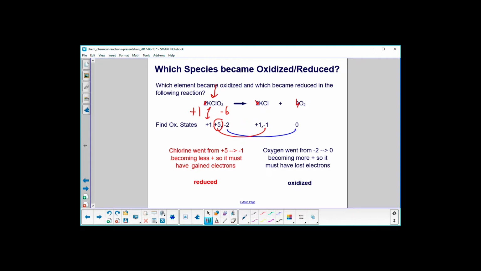We come over to the right-hand side. Potassium is +1, chlorine is -1. Get that off the periodic table. And then we have oxygen. This is just neutral. So oxygen goes from a -2 to 0. So it became more positive, so it must have lost electrons. Oxygen was oxidized. That's handy. Chlorine went from +5 to -1. It became less positive. In fact, it went negative, so it must have gained electrons. Chlorine was reduced, and potassium stayed the same.